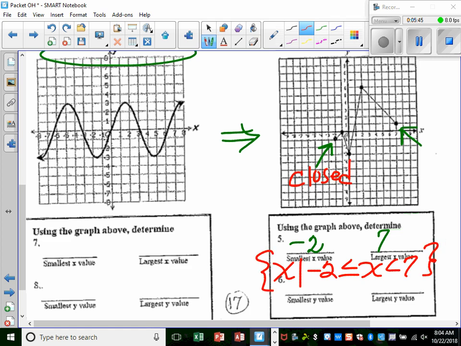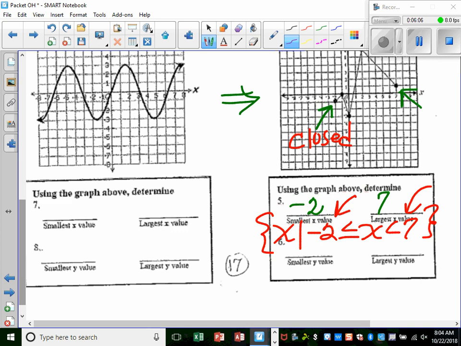All right, so see if you have any questions about how I got the numbers. I'm sure you're okay with putting it in set builder because we've done that before. Start with your smaller number to the larger number. All right, yes, make sure you add the equal there as well.